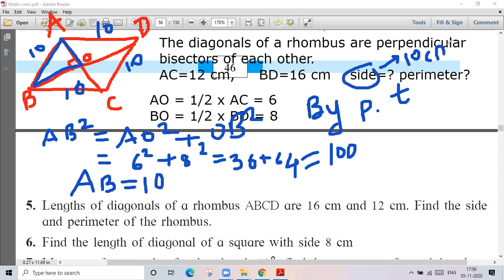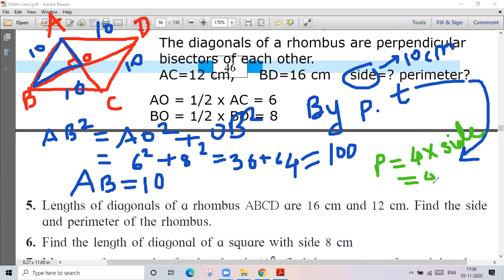So we need to find out the perimeter. Perimeter will be equal to 4 into side, because all the sides will be added. So 4 into 10 is equal to 40. Therefore, the perimeter of the rhombus is 40 centimeter and the side of the rhombus is 10 centimeter.